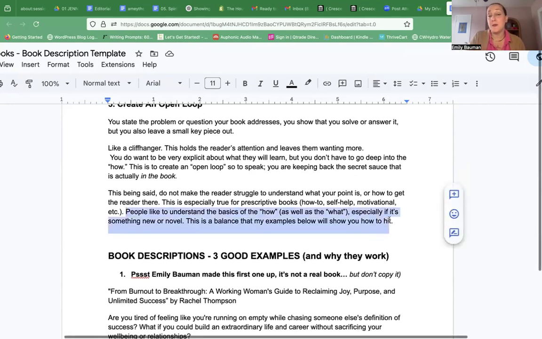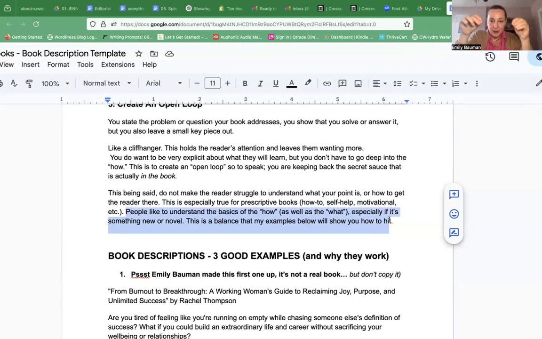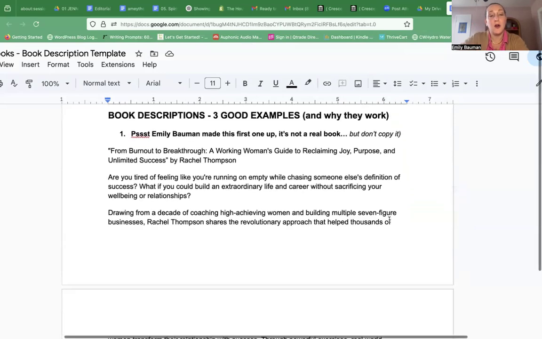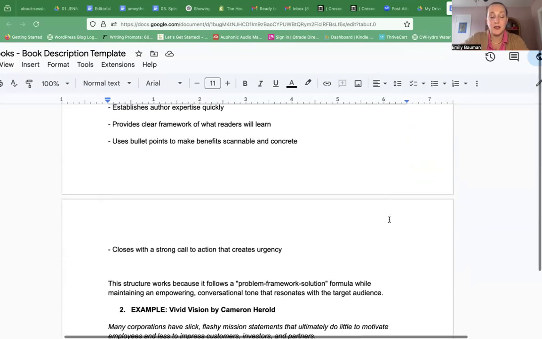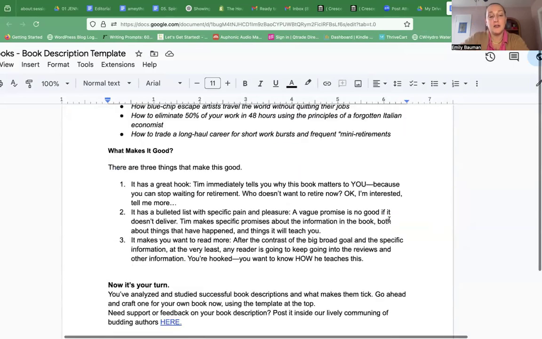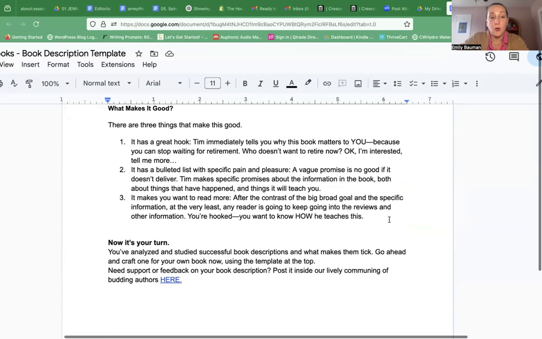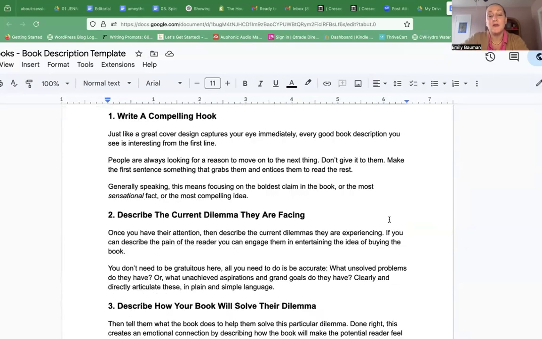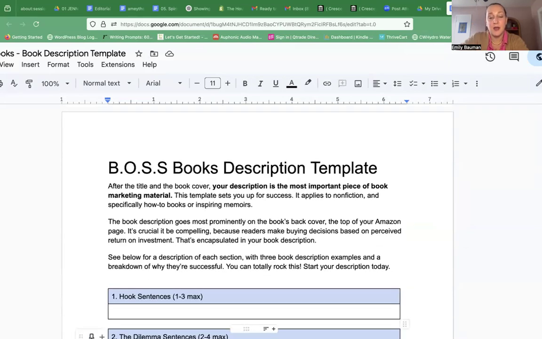People like to understand the basics of how as well as the what, but they really don't get all of it. You have to give them just enough of the breadcrumbs and lead them to purchase your book. So I won't go into all the descriptions and examples, but here are some really rich things for you to study, and I break it down, tell you why it all works, what makes it good, so you can flow with this yourself, okay?